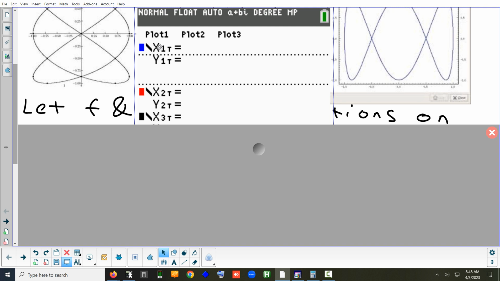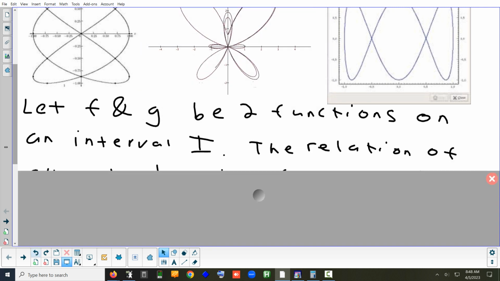And that's really the idea of parametric. To create a picture, we're going to use two formulas. We use one formula for the x values, and then we pick a different formula for the y values. That's totally different than how we do function notation, where we use one formula for the whole graph. This is going to use one for the x's and one for the y's. And we're going to call the two functions that we use f and g.